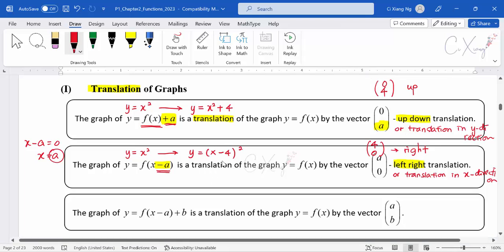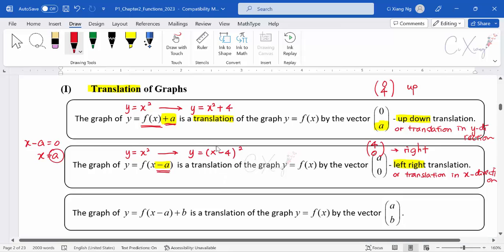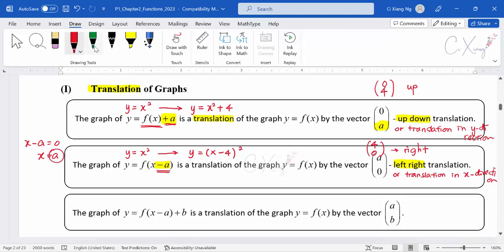Although when you look at it, it is x minus 4. So for the translation in the x direction, it is always opposite. When you have negative 4 inside the basic function, basically it means that you are moving it 4 units to the right. Okay, so another example, if let's say I have y equals x squared also, but if I try to have a translation like this, (x plus 5) squared. When you see that it is x plus 5, the plus 5 is inside the square.